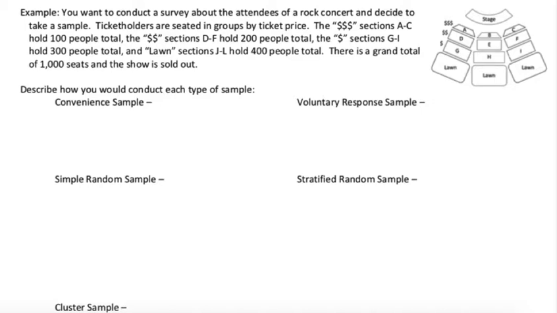So if I wanted to do a sample of convenience, voluntary, simple random, stratified, and cluster, how could I describe that? Remember that the convenience and voluntary samples have bias. They're not the best ways to do it, but you can get a quick sample, or a quick understanding of that sample, but it wouldn't be something that we could apply to a bigger population. So maybe for a convenience sample, I would just survey the first 100 people who arrive at the venue.